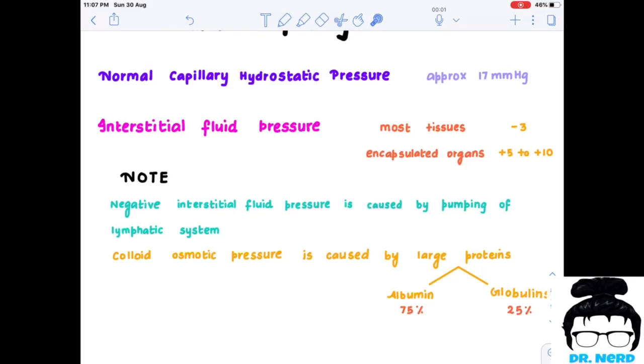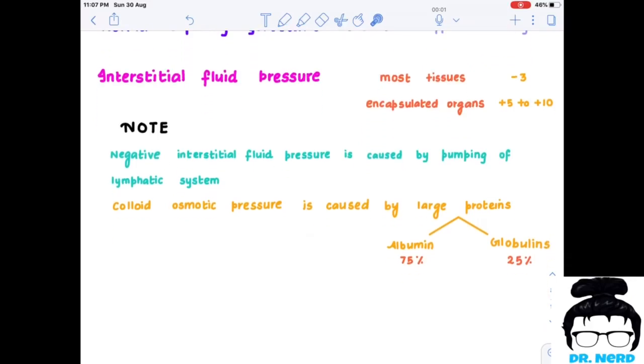And remember the plasma colloid osmotic pressure and interstitial fluid colloid osmotic pressure? Yes, both of these pressures are caused by large proteins. Examples of large proteins are albumin and globulins. So 75% of this pressure is caused by albumin, and 25% of this pressure is caused by globulins.